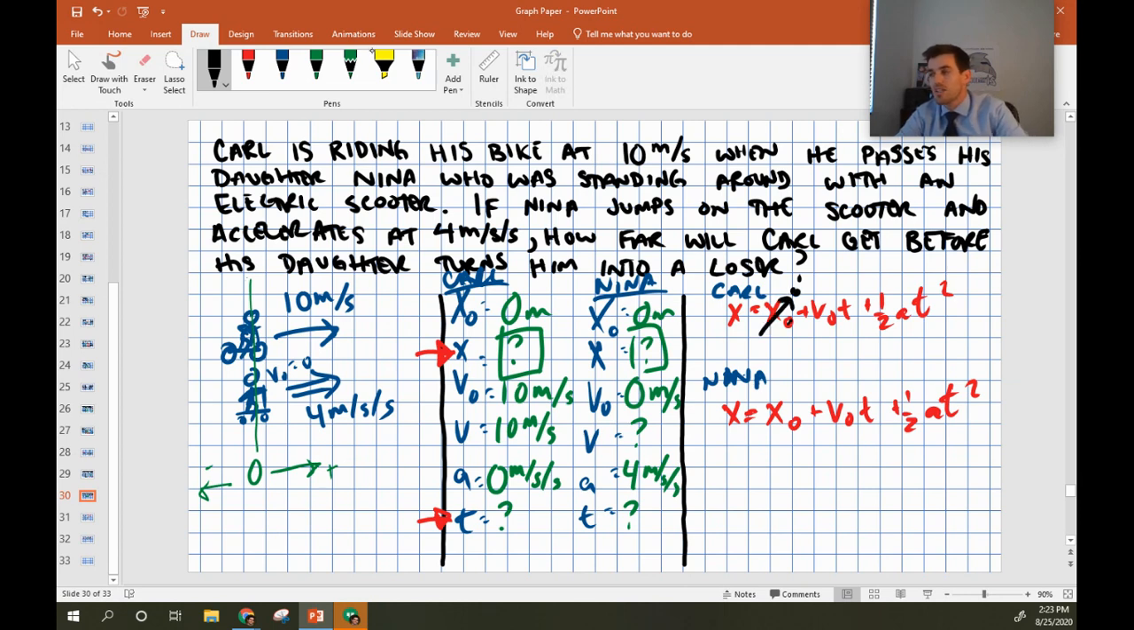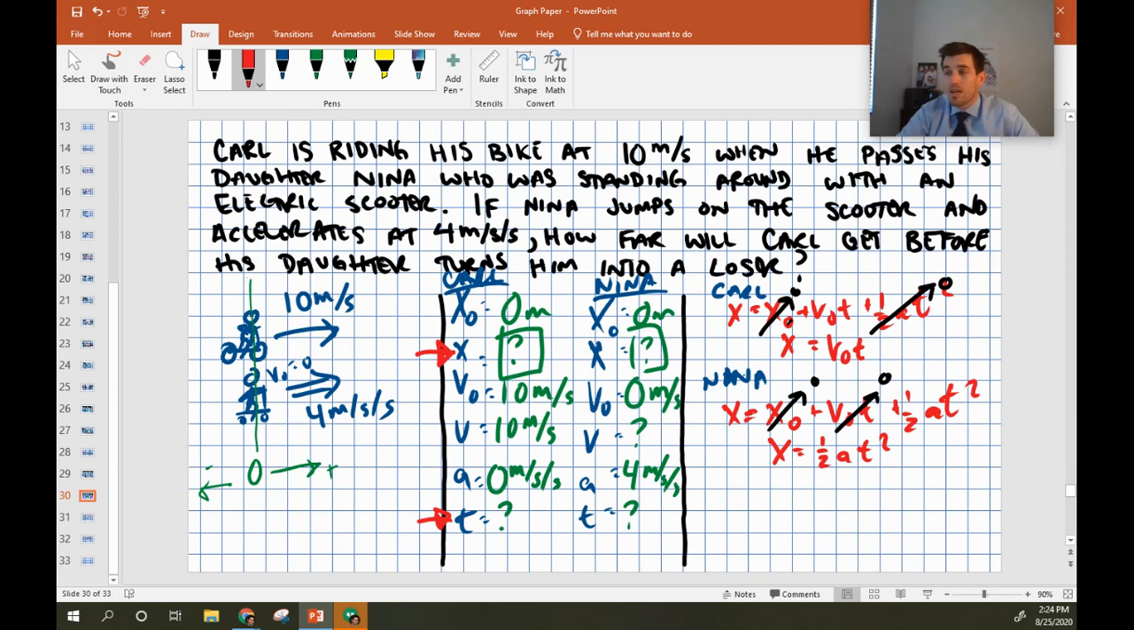We know v naught. We don't know t, but we might find that out later. And we know that Carl is not accelerating, so his acceleration term is also 0. That means I can simplify his equation down to x equals v naught t. Then for Nina, we know that she's starting at 0 as well, and she has no initial velocity. So hers will simplify into an equation that looks like this: x equals 1/2 at squared.